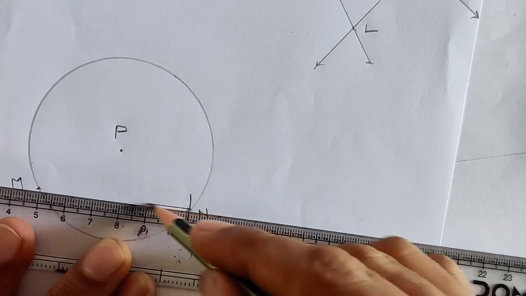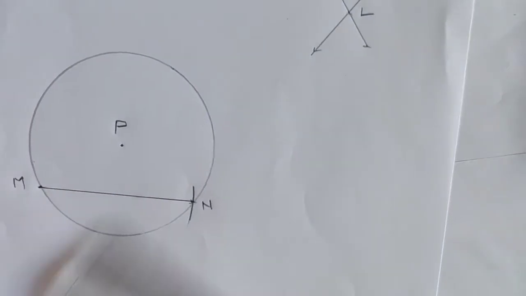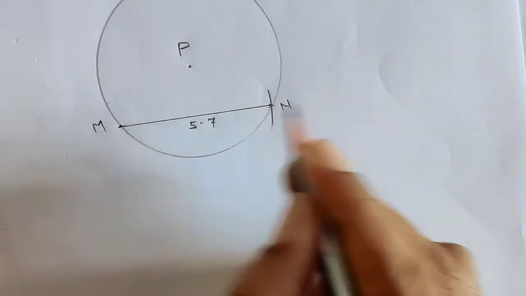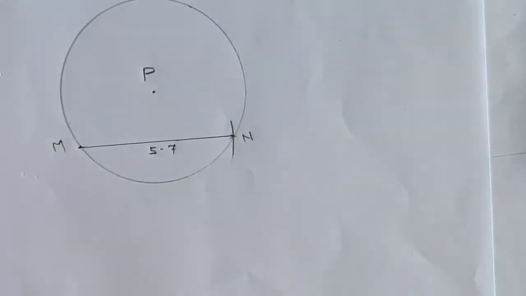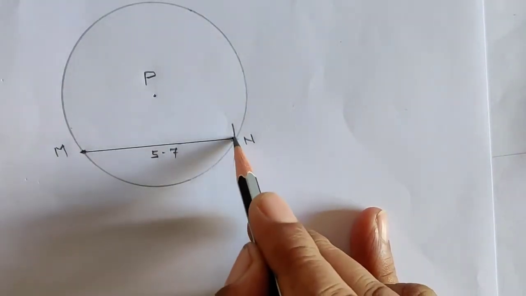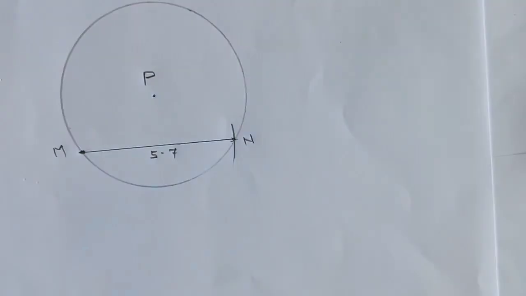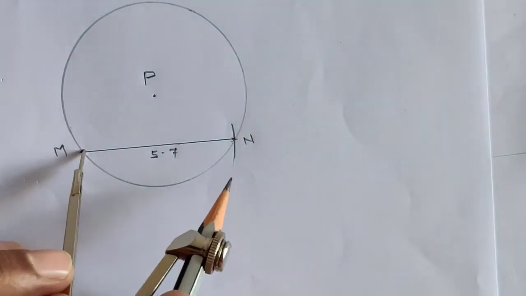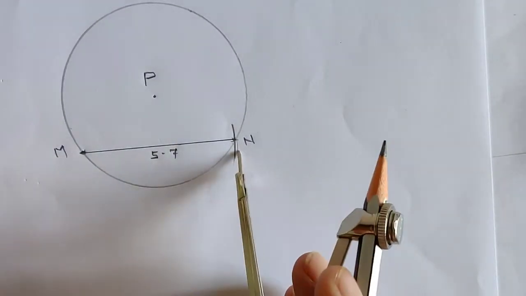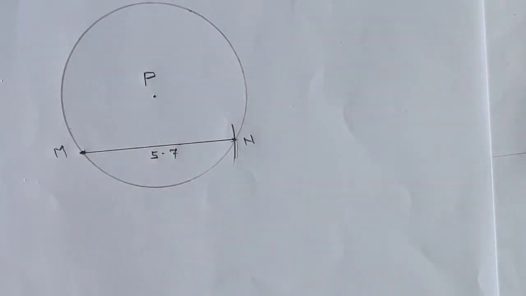So this is the method to draw the chord of given length. Don't draw directly using the scale. Take a point M on the circle and take the distance 5.7 in a compass. With M as a center, draw another arc intersecting the circle. Then we get another point N and then draw this chord MN.